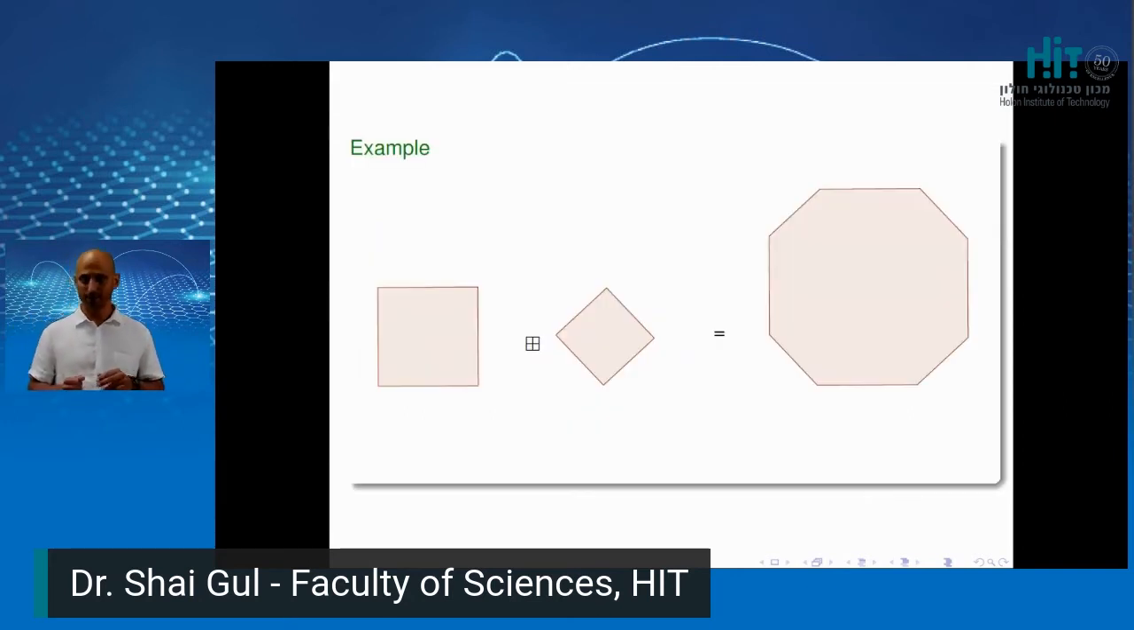Minkowski sum. For example, here is a very nice example of taking the Minkowski sum of a square and another smaller square rotated by 45 degrees. If you take this sum, you get a new polygon. Okay? And we can see that how you rotate the polygons matters. Different rotations can lead to different polygons.